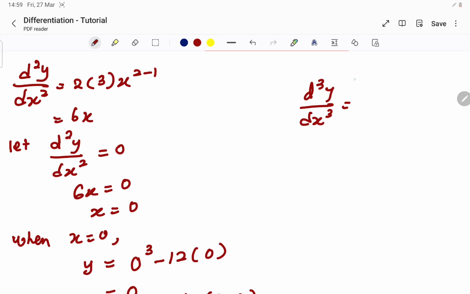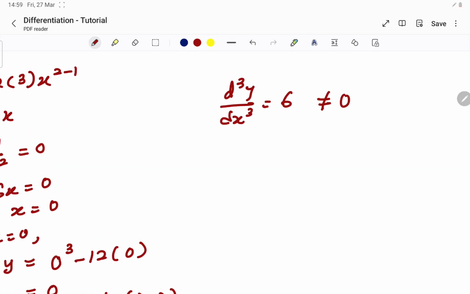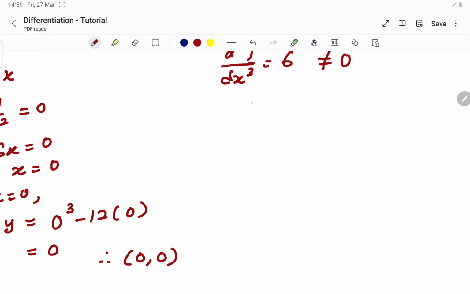6x you differentiate becomes 6, so this 6 is not equal to 0, right? It's a constant, it's not equal to 0. By right, what you have to do is say that the point 0, 0 is an inflection point.